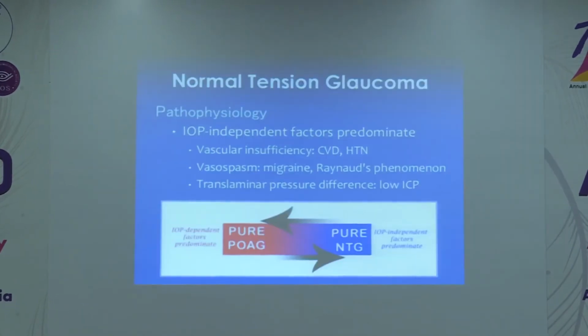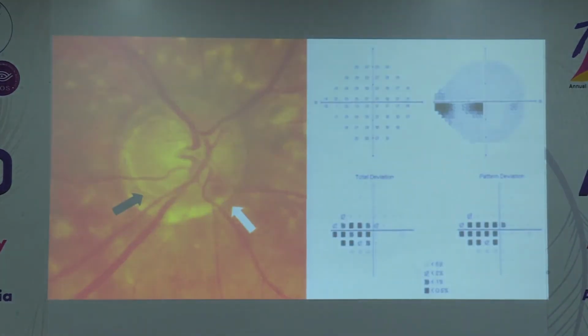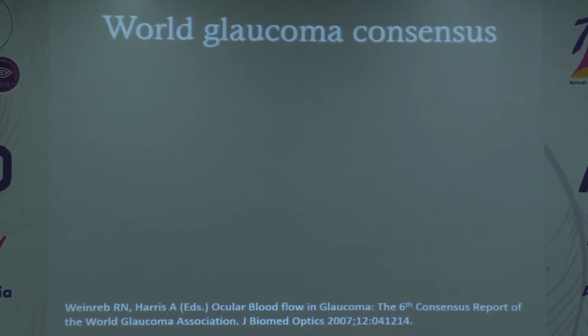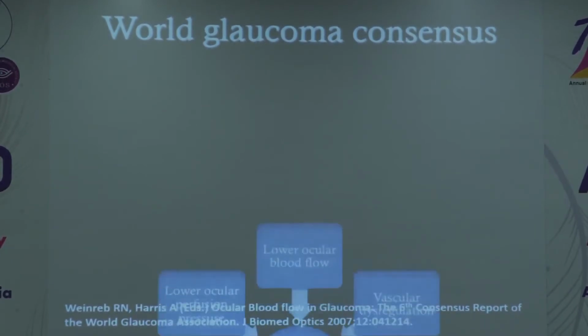This is a typical picture of an optic nerve with a superior rim loss with a corresponding field defect. In 2007, the World Glaucoma Consensus reported that a lower ocular perfusion pressure, a lower ocular blood flow and a vascular dysregulation can cause progression in glaucoma.